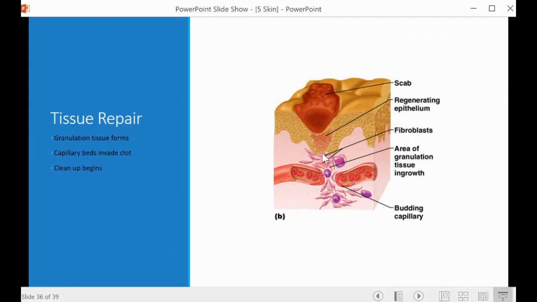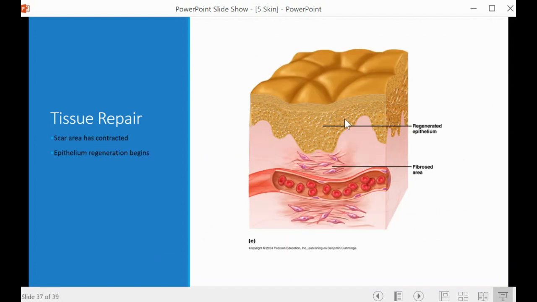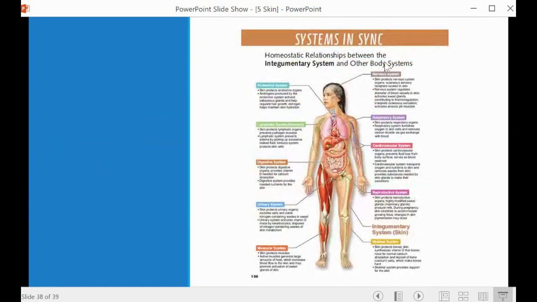When that happens, we get this area of granulation tissue. We're going to get the invasion of capillary beds, so more capillaries are going to grow up, and we can start to get some cleanup happening. Then, usually with a very deep cut, we're going to have this fibrosed area here. And that fibrosed area is almost stronger than what was there before. And so that's going to cause a contraction of the area, which leaves a scar behind.